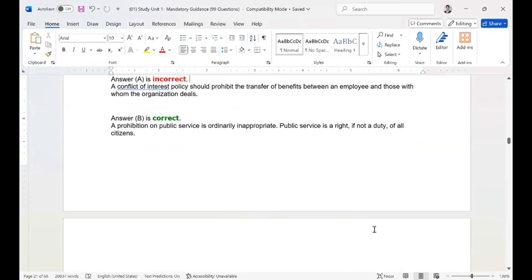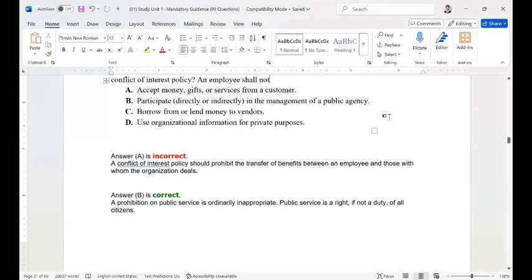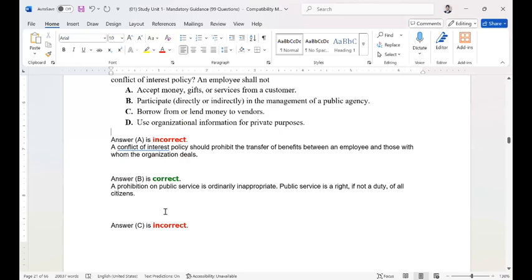A prohibition on public service is ordinarily inappropriate. Sometimes you do some lecturing or you're attached to some social NGO, some part-time volunteering work. Those are acceptable. You can't prohibit that. But there are organizations that prohibit that also.